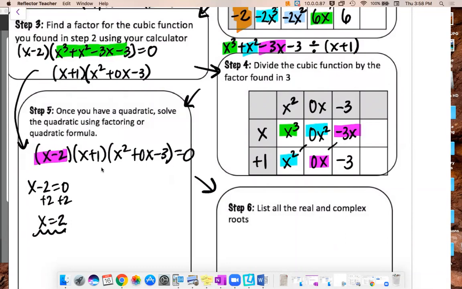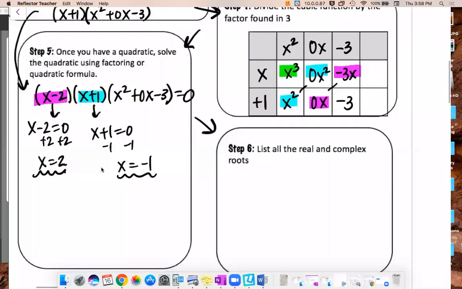Okay, then I'm going to do the same thing. If I take x plus 1 and set it equal to 0, subtract 1, you get x is negative 1, which is another one of your solutions. So we have 2 x-intercepts that we already knew were solutions because we found those above at 2 and 1.